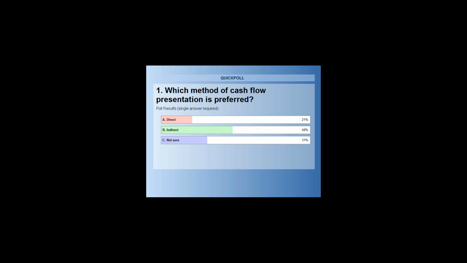Okay, and look at that. Of course, we're all accountants on the line here, and we're all very comfortable with what we have historically done, which is for most everyone the indirect method of cash flows. But we do have that 20% that prefer the direct, and a little bit that are not sure. So we'll walk through what these changes might look like for everyone.